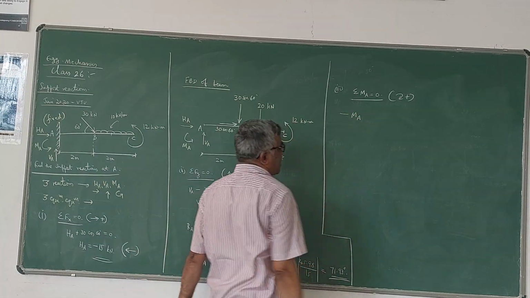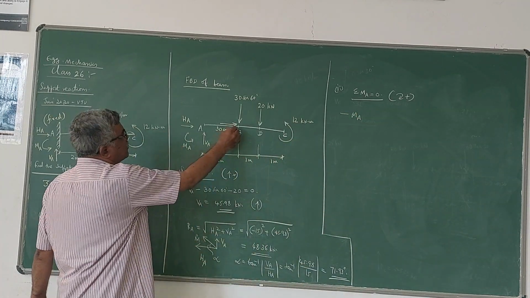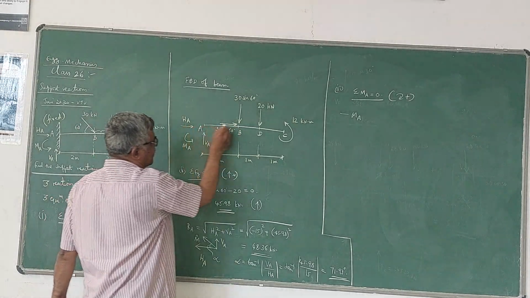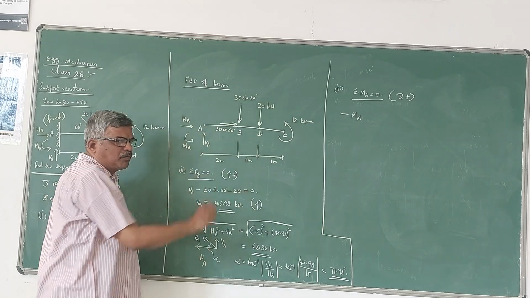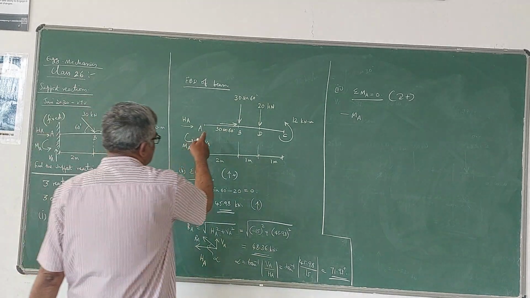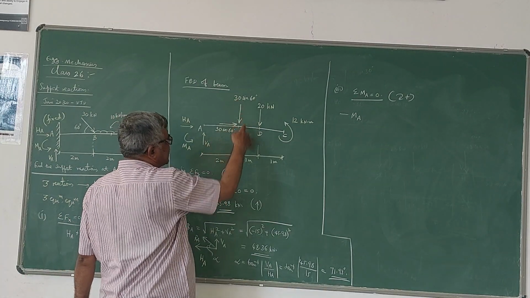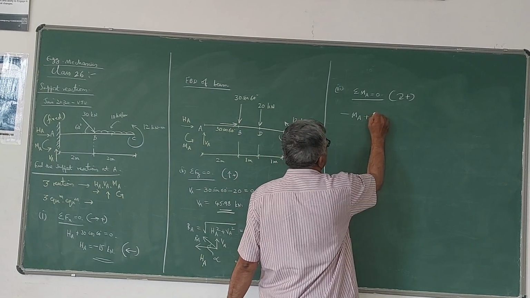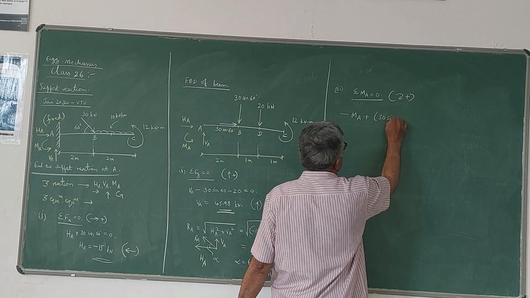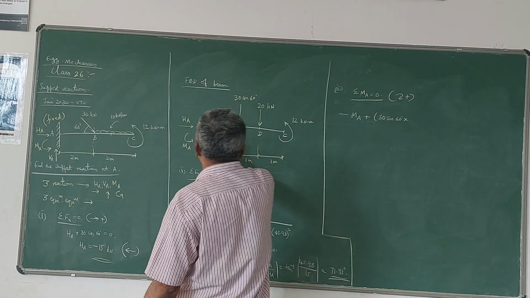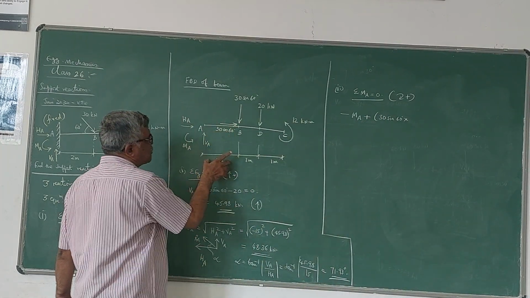Now you can see that here this MA is in the anti-clockwise direction, therefore it becomes minus MA. And moment due to this 30 cos 60 will not be there, because if you extend the line of action of this 30 cos 60, it passes through point A. Therefore, moment of that force about the point A is 0. But this 30 sin 60 is giving a clockwise moment about A. So it is plus 30 sin 60 multiplied by the perpendicular distance of the 30 sin 60 force from the point A, which is 2 meters.